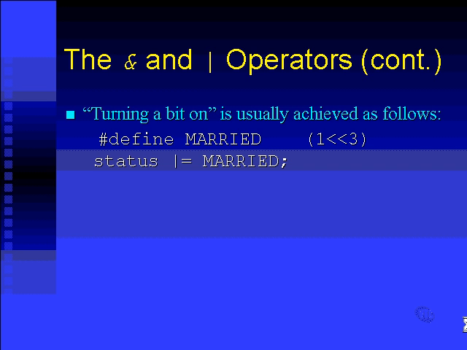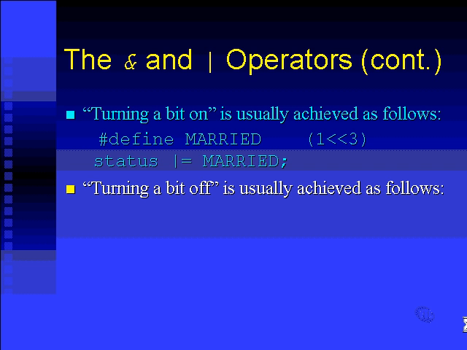Now what's status or married? Well, the answer of status or married is simply the status plus the married bit turned on if it wasn't on before, which is exactly what we want. So we just need to turn on the married bit in status. It may already have been on, and if it is on, then this line will make no difference whatsoever. But if it wasn't on, this line will turn it on.